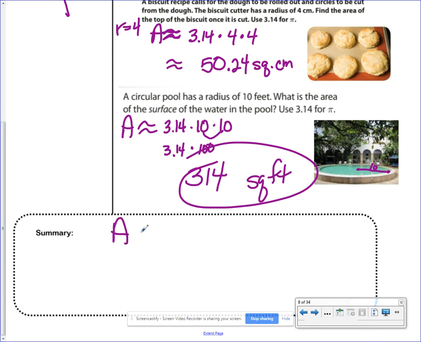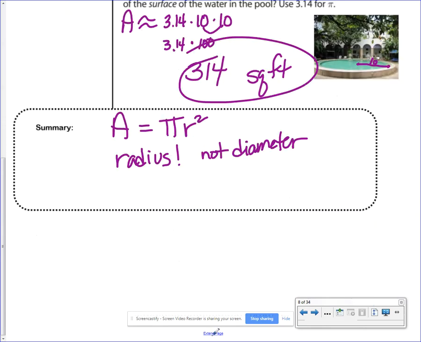In the summary box, let's do this. Area is always pi times the radius squared. Make sure that you have the radius, not the diameter. And the big thing I want you also to remember here is that your units must be square units. So I'm just going to write square units on there. We don't have to have a ton of words.